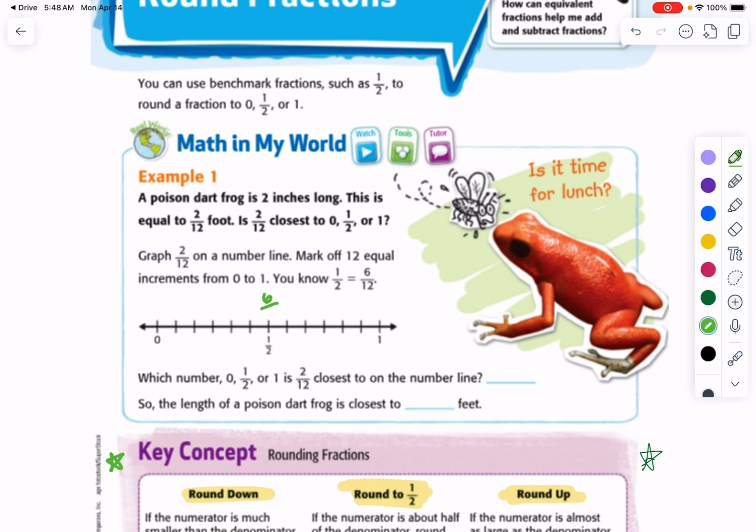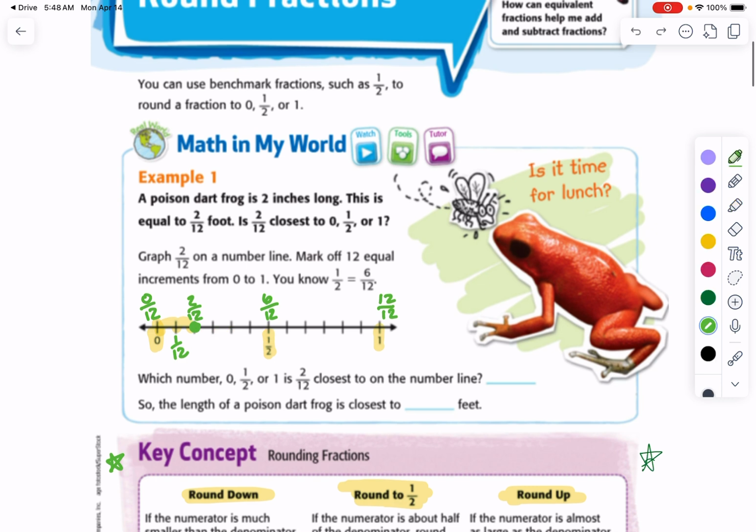Okay, so 6/12 is halfway. So this would be 0/12, and 1 would be 12/12, right? So let's graph 2/12. Well, this is 1/12. Oh, here we go. This is 2/12. So here's 2/12 right here. So what is 2/12 closest to? Is it closer to 0, 1/2, or 1? Well, it's 2 away from 0, and it's 1, 2, 3, 4 away from 1/2. So clearly, 2/12 is almost nothing compared to a foot.